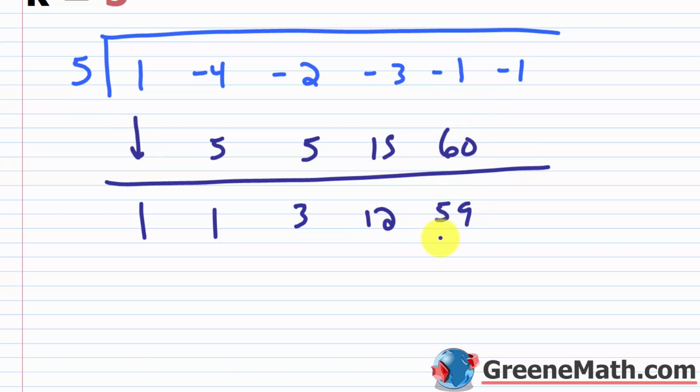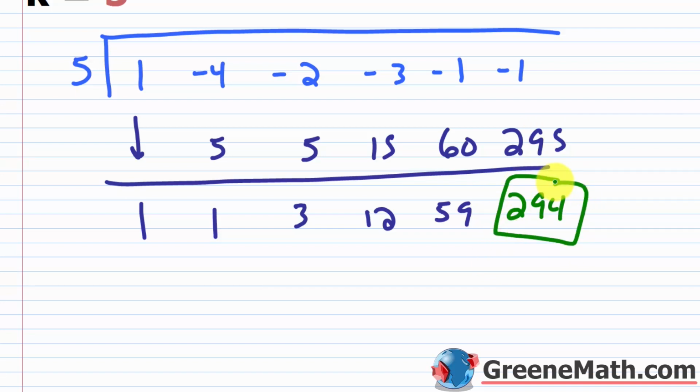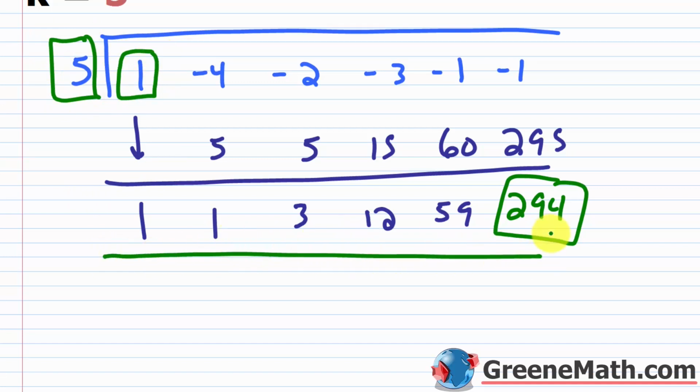5 times 59 is 295. Negative 1 plus 295 is 294. Okay, so that's your remainder there. But again, all you're looking for here is the fact that you have a positive number here, okay? And you had a positive leading coefficient. So if all the numbers down here are positive in the final row, well, then you know that 5 is an upper bound. Okay, it tells you that you don't need to look at anything larger than 5 if you're looking for the zeros of a polynomial function. You would want to start going the other way.